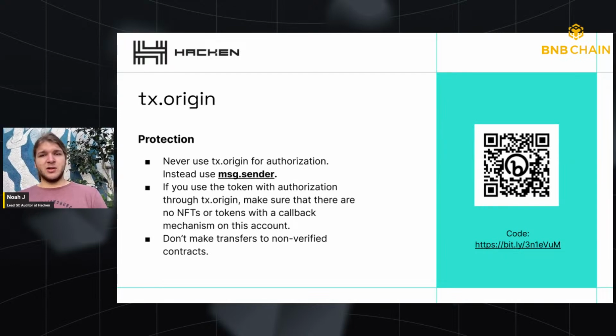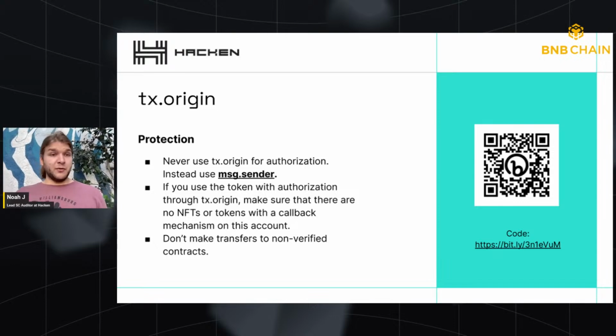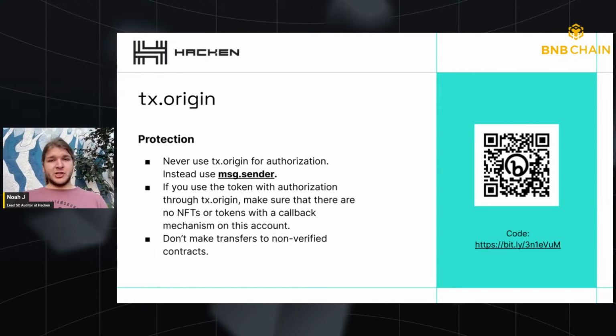And it's pretty much a form of a phishing attack. So again, the solution: don't use transaction origin, use message sender. And if you for some reason really intend on using transaction origin for authorization, do not have callbacks or anything, and don't make transfers to non-verified contracts as well. But in general, just avoid transaction origin. It's only used in like a few specific cases, like end user account checks and similar, not for general authorization. It's just not meant for that.